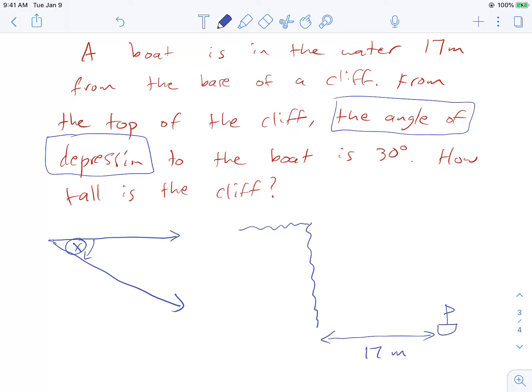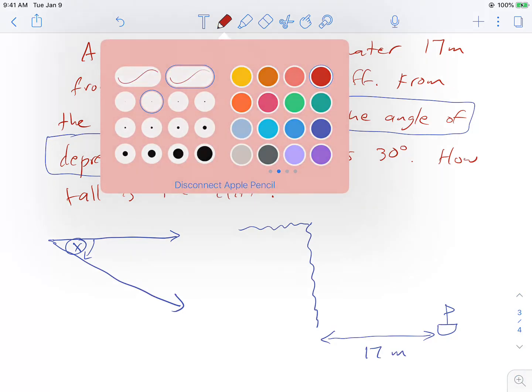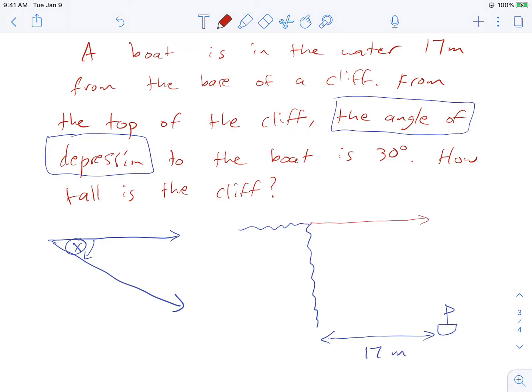Let me show you how that looks. So remember, we said for angle of depression, we want to start out straight, and then we drop it, whatever that angle is. And here our angle is 30 degrees. So we're going to drop this. So this angle in here is going to be 30 degrees, and that's going to connect to my boat. Perfect. So it looks like I have my triangle right here.